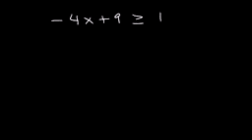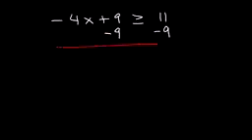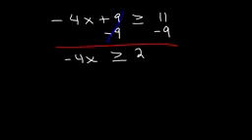Now what about this one? Negative 4x plus 9 is greater than or equal to, let's say, 11. Let's go ahead and find the value of x. So let's begin by subtracting both sides by 9. So 9 plus negative 9 adds up to 0. So we have negative 4x is greater than or equal to 11 minus 9, which is 2. Now we need to divide both sides by negative 4.